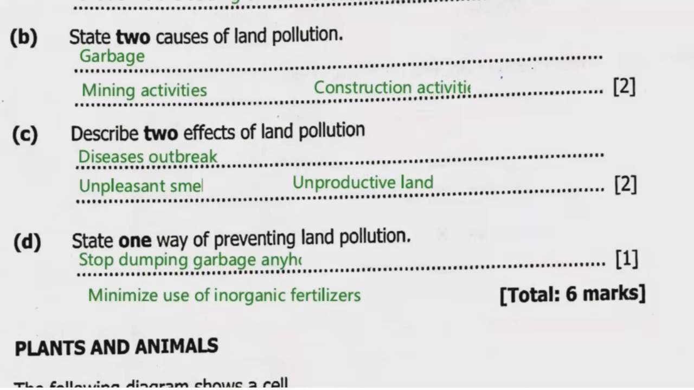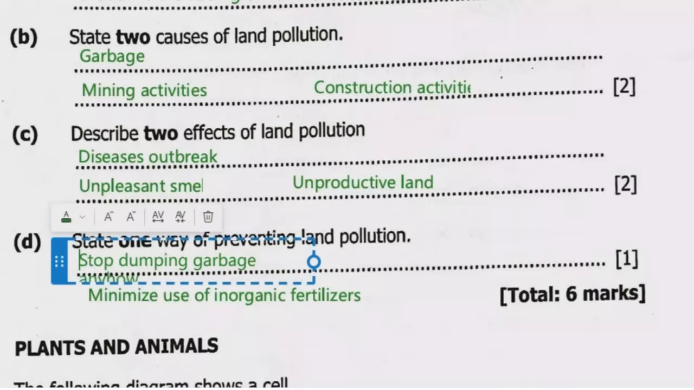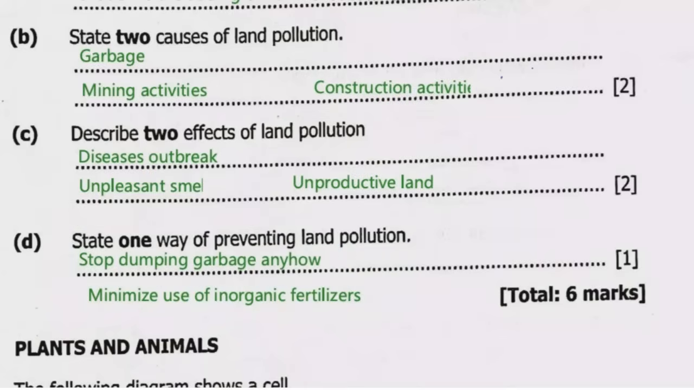So we stop dumping garbage anyhow, or just throwing dirt wherever we find there is a space. We just see that there is a space where we can dump the garbage, then we dump it there. We stop doing that. We make sure we find an area where we can dump garbage. So please, if you want to dump anything, make sure it is at a designated area, so that we avoid pollution.